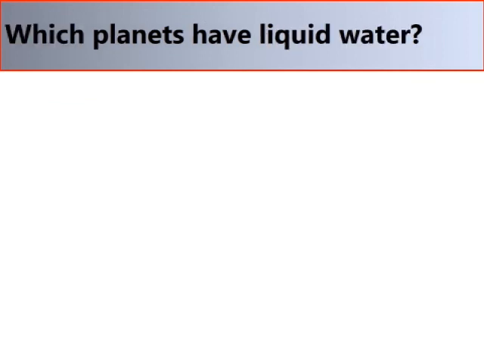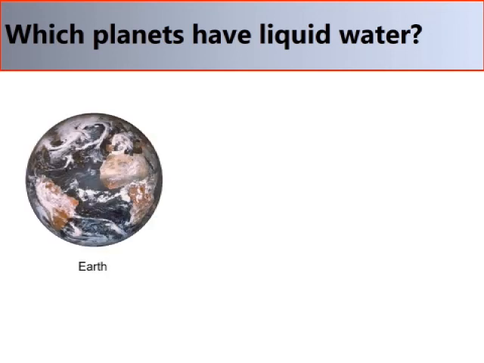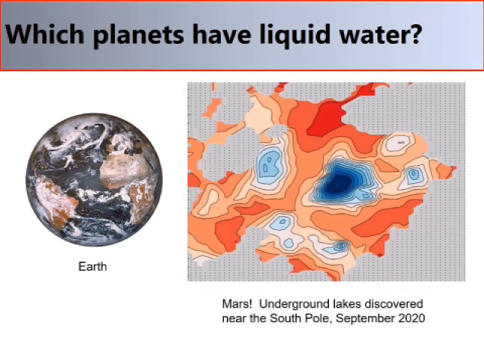Which planets have liquid water? Well, I'm sure you would have got this one right. Of course, our Earth has a lot of water over its surface. What about any other planets? Well, maybe surprisingly, Mars has liquid water, but it's underground. So some underground lakes were discovered using radar a few years ago, and then they were confirmed just recently in September 2020. So Mars has underground liquid water.